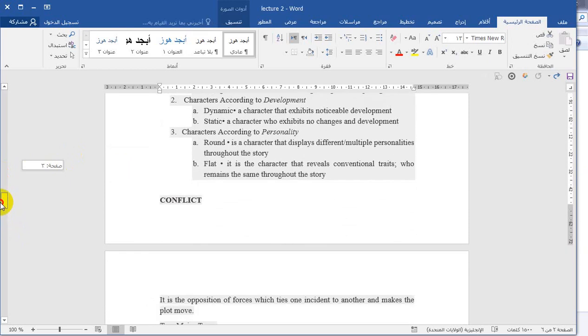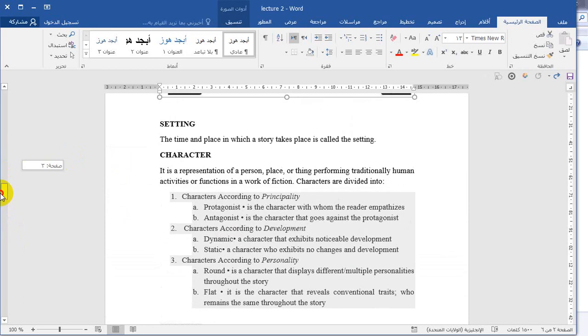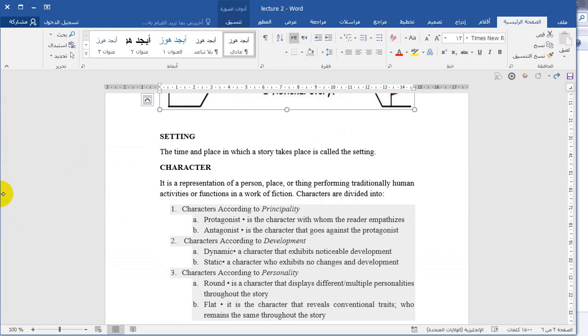Yes, another element is the setting. The setting is the time and place in which the story occurs or takes place. When we say setting, it refers to the time and the place, where and when the story occurs.